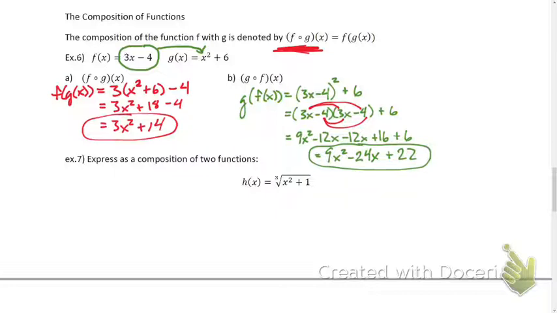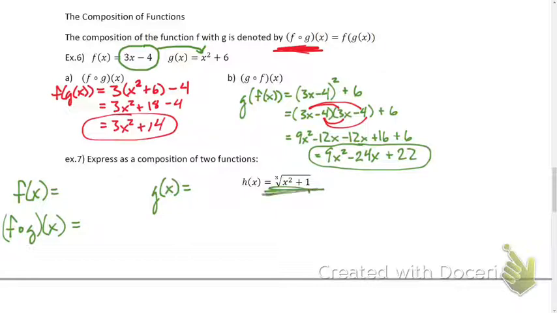All right, on number 7, it's a backwards problem. They're asking you to create a function f and a function g so that if you do f composite g, you get this. So it's very backwards. Requires a lot of creativity. There's many ways to do it.